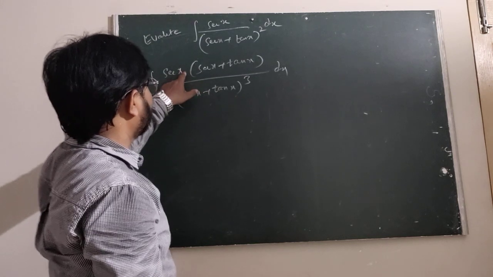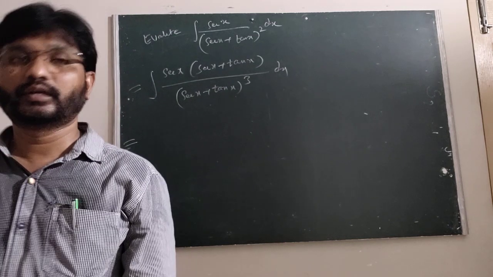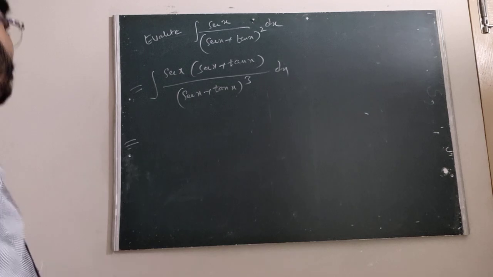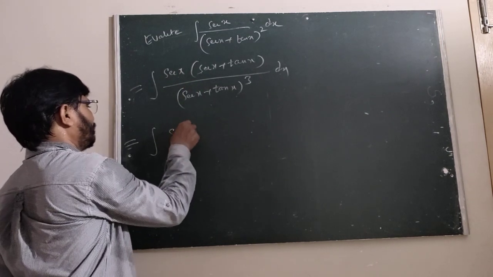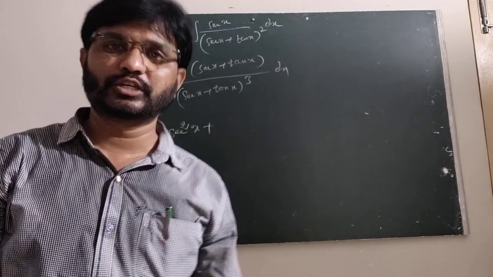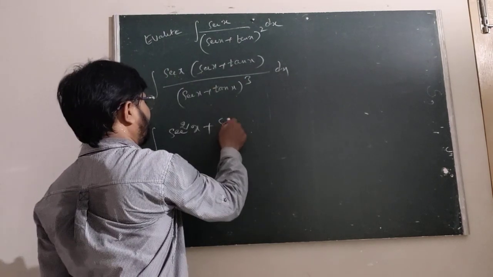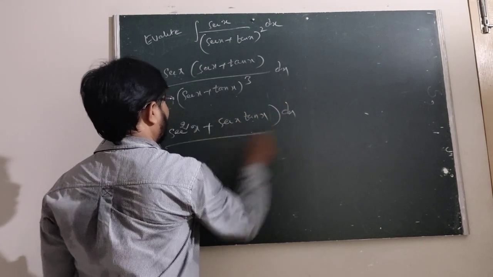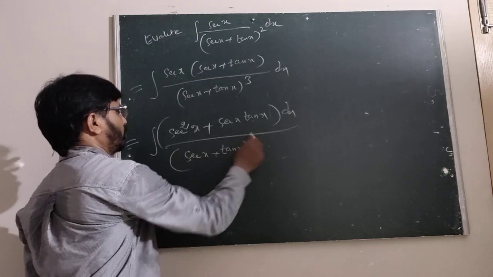So here we are taking secant x plus tan x by secant x plus tan x. Therefore, already there is secant x plus tan x whole square. Now we can take secant multiplied with secant x, secant into secant is secant square x. Then this is secant x into tan x, dx whole by secant x plus tan x whole square.